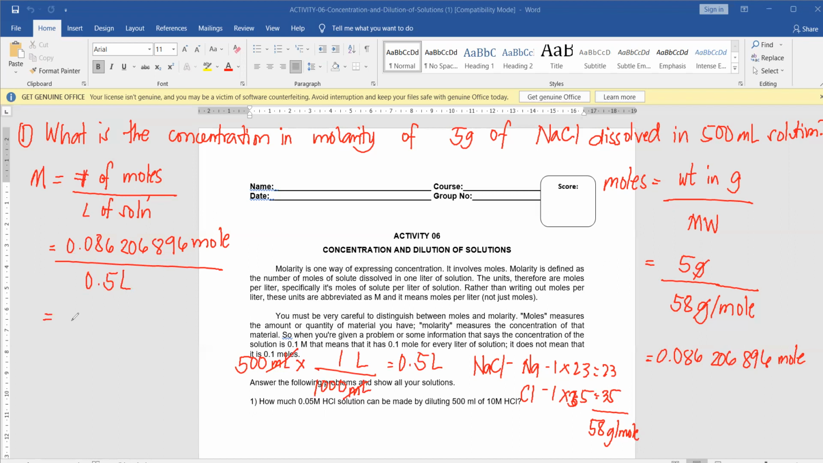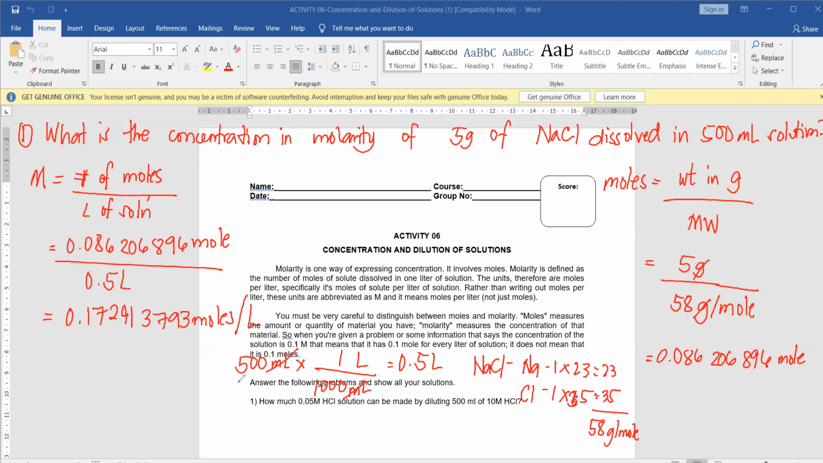So 0.086206896 divided by 0.5 is 0.172413793. Take note of the unit. It's moles per liter. Again, moles per liter. However, what about the final answer? The final answer, we actually round it off, but it depends on the instruction.